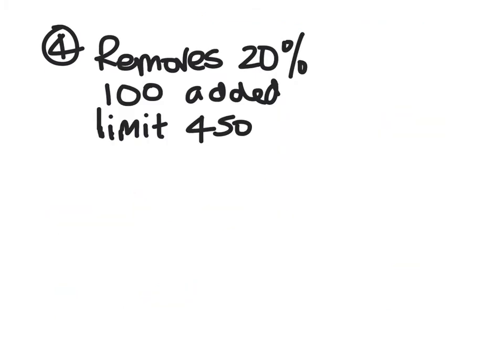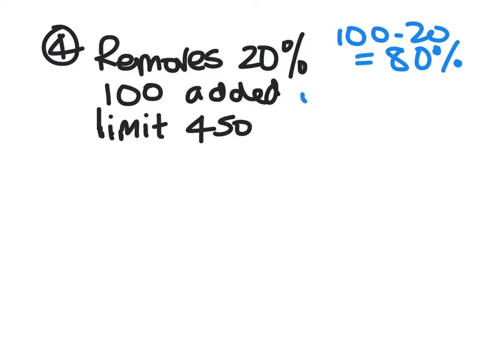Question 4. A recurrence relation question. So it removes 20%. So that's 100 take away 20 equals 80%. So I think I said 80 earlier on. 100 take away 20 is 80%. So if it removes 20, then 80% is going to be left.